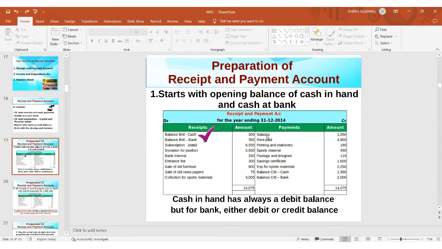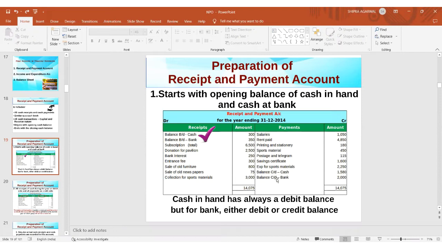Then when we do the total of both the sides, your balancing figure is nothing but your closing balance of cash and bank. That means if the closing balance is given to you, then there will be no balancing figure. If the closing balance is not given, then your balancing figure is the closing balance of cash and bank.